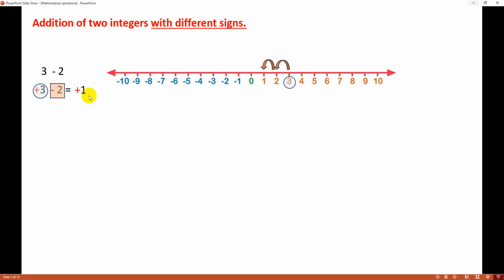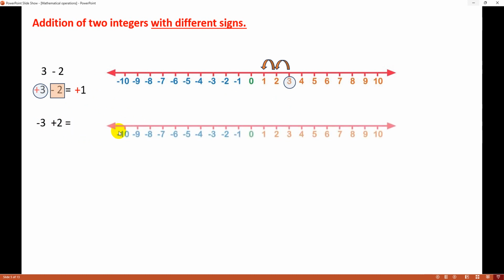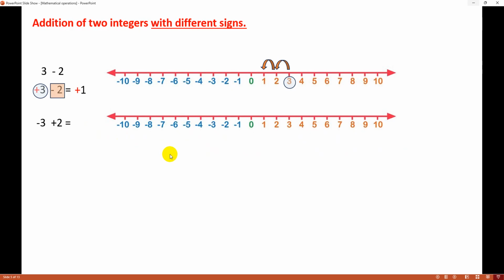So the result will be positive 1. Now you got negative 3 plus 2. Same thing, you take your number line, you start in negative 3, and now plus 2 means you want to move 2 to the right. 1, 2. So you land in negative 1. So that's the result.